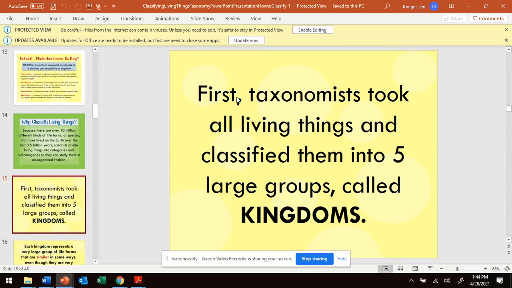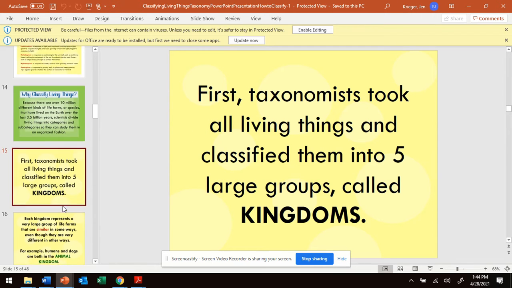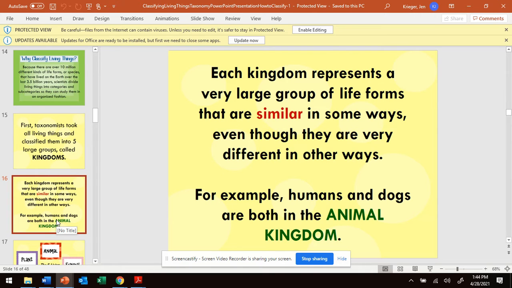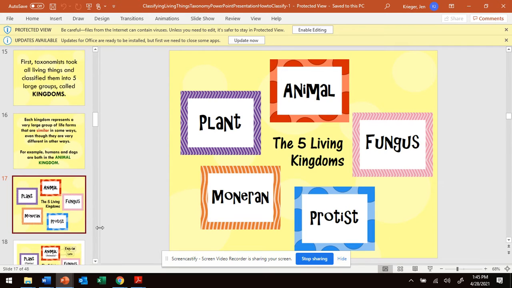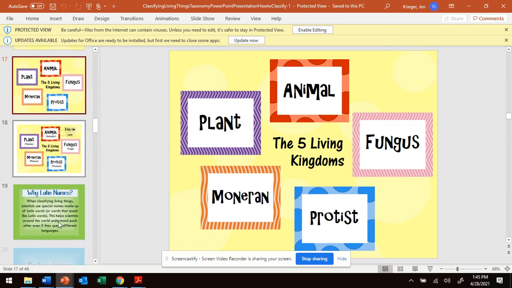Okay, so first, taxonomists look at all living things and put them into 5 large groups. The large group is called a kingdom. Each kingdom represents a very large group of life forms, similar in some ways, even though they're very different in other ways. An example of a kingdom is our animal kingdom. That's humans and dogs. They're both found in this kingdom. The kingdoms are animals, fungus, protists, monera, and plants. So those are 5 kingdoms.